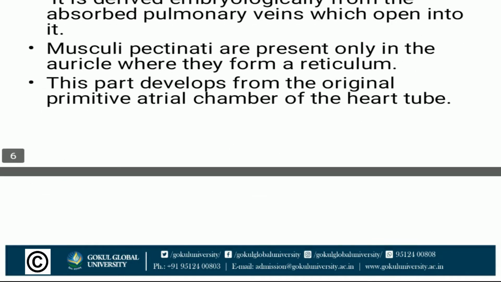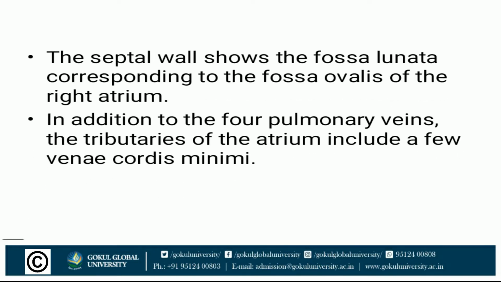The septal wall shows the fossa lunata, corresponding to the fossa ovalis of the right atrium that we have seen in the discussion of the right atrium. In addition to the 4 pulmonary veins, the tributaries of the atrium include a few venae cordis minimae.